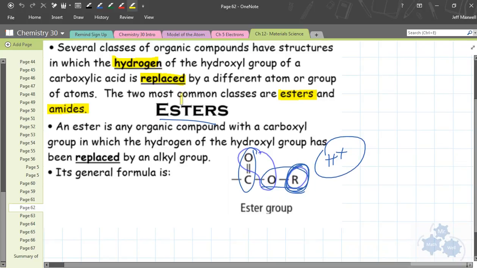Ester is spelled a little differently than Esther in the Bible, E-S-T-H-E-R, but it's pronounced the same. An ester is an organic group, as we just talked about, where the hydrogen of the carboxyl group has been replaced by some kind of alkyl group. Notice that this is an R here. An alkyl group is some kind of carbon chain. So an ester is very similar to a carboxylic acid, but the H is replaced with an alkyl group.